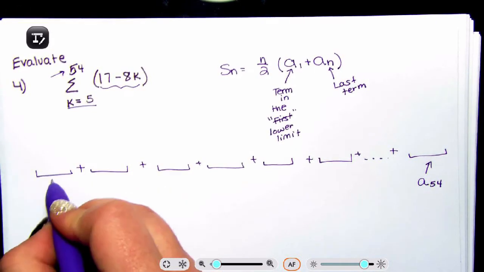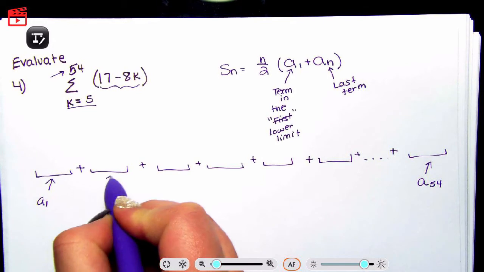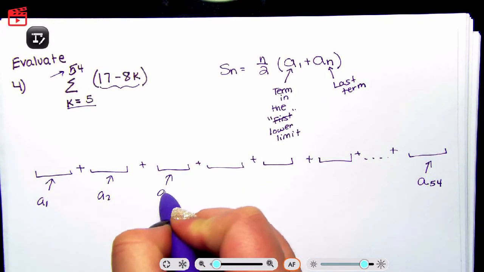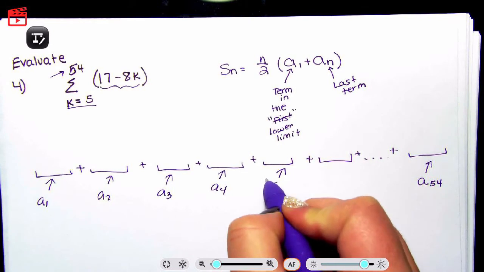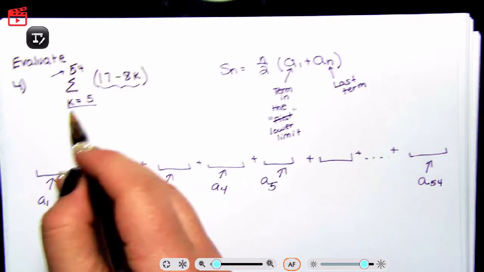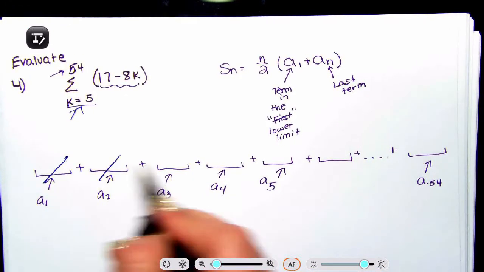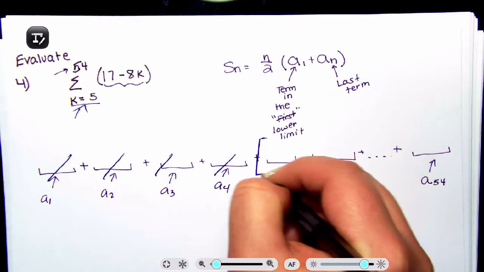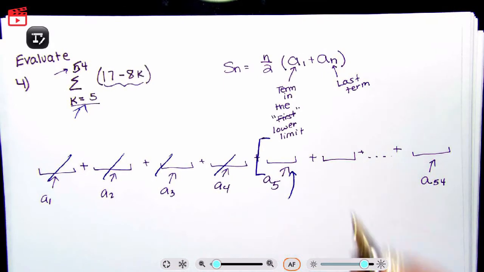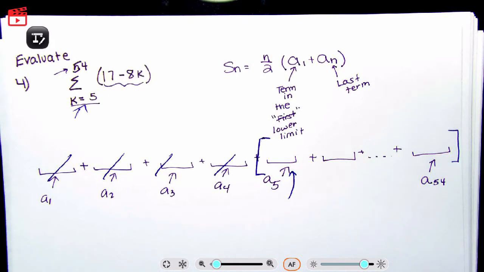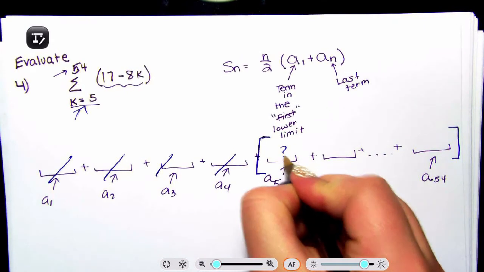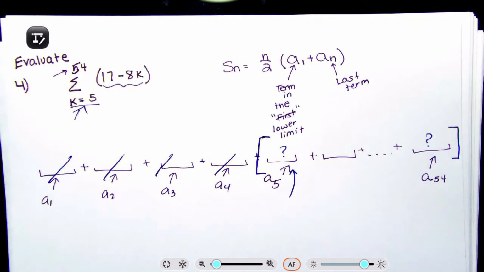This is your term in the first position, second position, third position, fourth position, and here it is in the fifth position. And what that means by having a lower limit of 5, we don't care what these first 4 are because the number that we're starting with is in the fifth position. The number that we are ending in is in the 54th position. So how do we figure out what this number is in the fifth position?